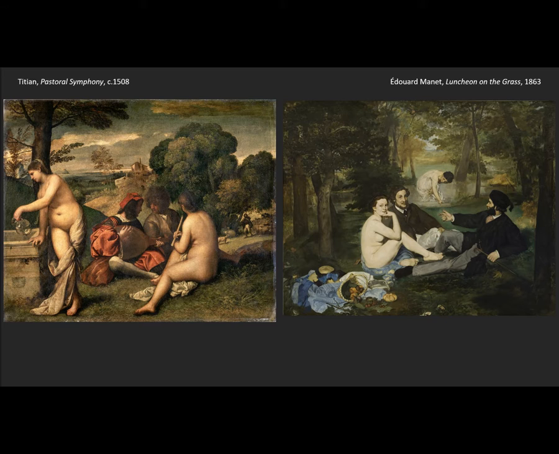With inexplicably nude women with them, right? And for Titian, she was the muse, right? She was the inspiration. She holds a flute that inspires the song that the lute player strums and the shepherd listens. Manet takes this idea and simply updates it to the 19th century.